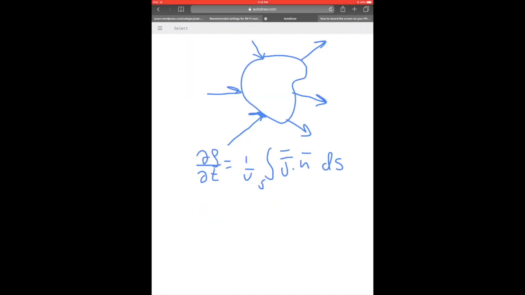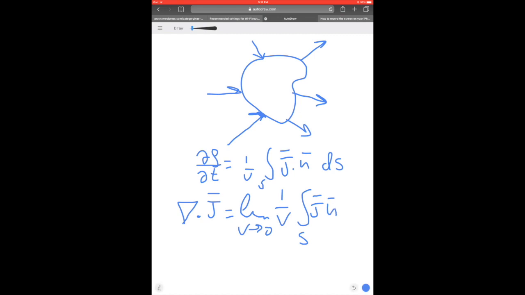The last thing I want to do with this is, again, to see what happens as the volume shrinks to 0. So if I shrink the volume to 0, that gives me a definition. Let me just go to drawing again. I can define the divergence operator of a flux J as equal to the limit as the volume goes to 0 of 1 over the volume, the integral over the surface of J dot n ds.